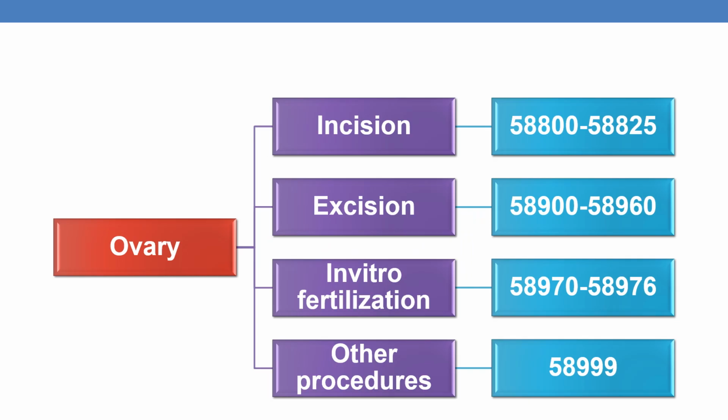Now coming to CPTs for ovary, the first section is incision. The ovary subsection is again divided into incision, excision, in vitro fertilization and other procedures. The CPT range for incision is 58800 to 58825, and for excision, CPTs are 58900 to 58960, and for in vitro fertilization, the CPT range is 58970 to 58976, and finally other procedures, there is only one CPT, 58999.